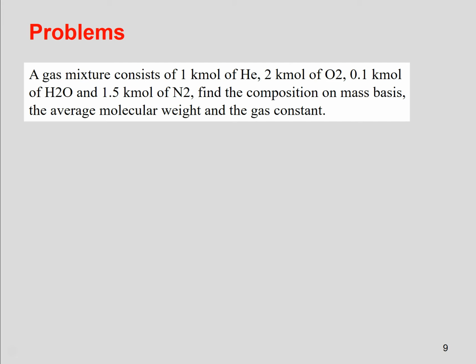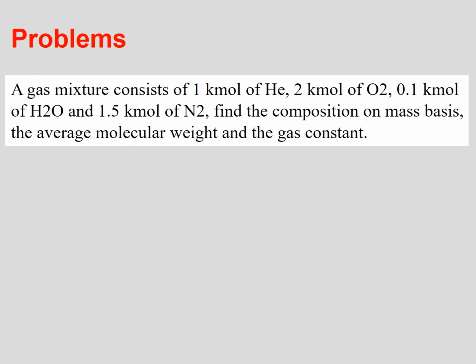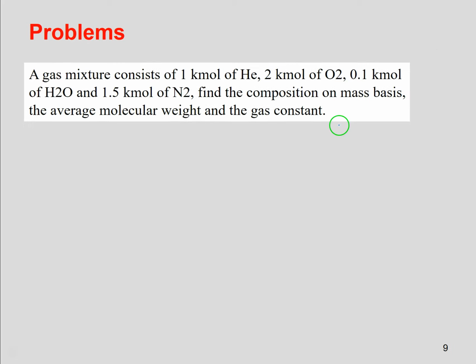So in this first problem, we have a gas mixture that consists of 1 kilomole of helium, 2 kilomoles of oxygen, 0.1 kilomole of water, and 1.5 kilomoles of nitrogen. We will need to find out the composition on mass basis, the average molecular weight, and the gas constant. First of all, notice that this is a molar analysis.